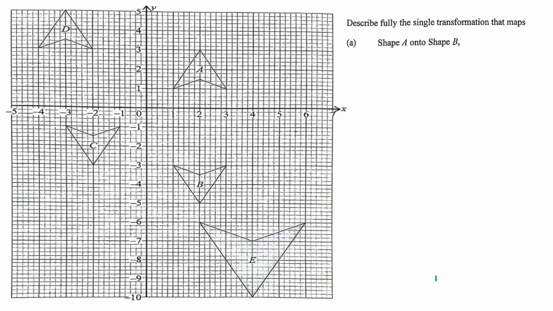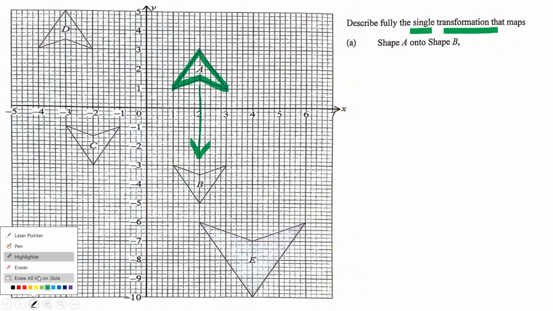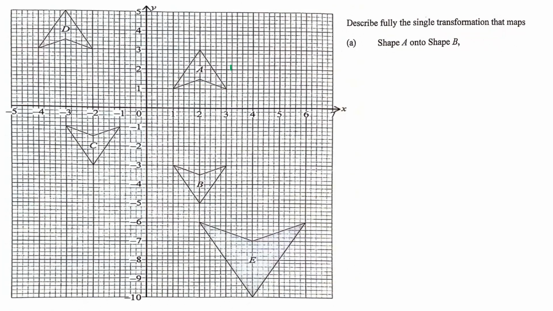This one we have to describe fully the single transformation that maps shape A onto shape B. Okay, so here we have shape A. Very interesting figure. And what we have here is something happened, this thing transformed, and now we have shape B, right? So the question is, what happened? If you look at it, it's clearly a reflection. It's a flip, right? Just by observing it, we can see it's a reflection.